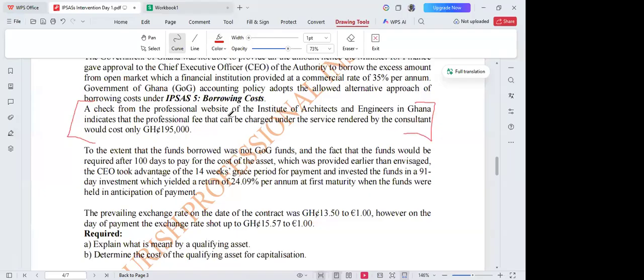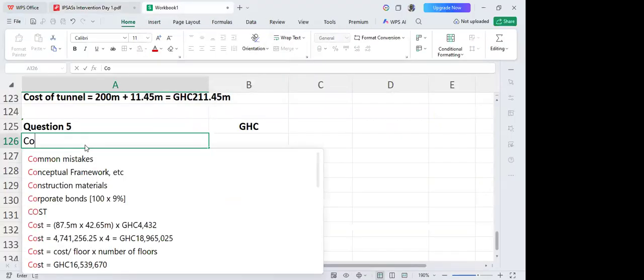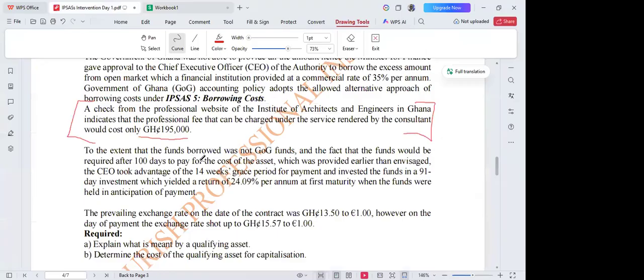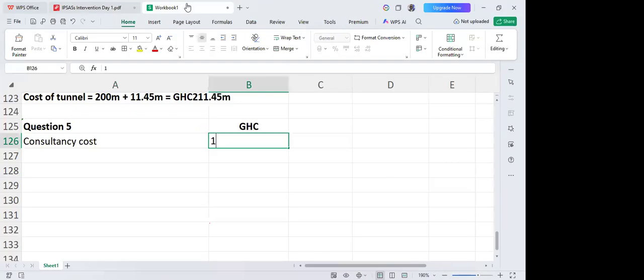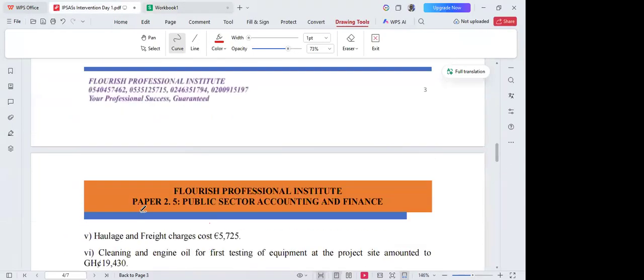They said a check from the professional website of the Institute of Architects and Engineers in Ghana indicates that the professional fee that can be charged under the service rendered by the consultant would only cost 195. So you are only going to use 195 as the consultant's cost for the professional fee in this case. You're not supposed to use the total figure, but the 195. So that's for the first one. Move on to the second.